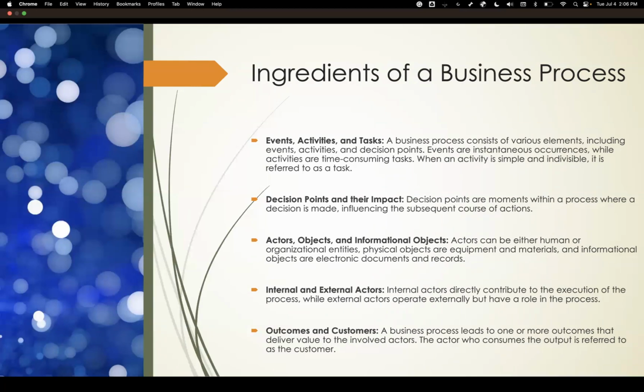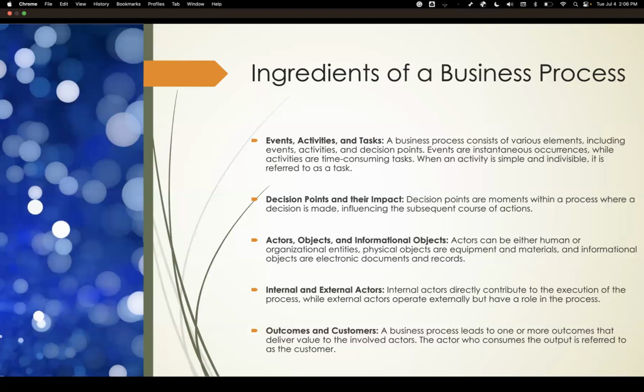Actors, objects, and informational objects. Actors can be either human or organizational entities. Physical objects are equipment and materials, and informational objects are electronic documents and records. Internal and external actors. Internal actors directly contribute to the execution of the process, while external actors operate externally but have a role in the process.